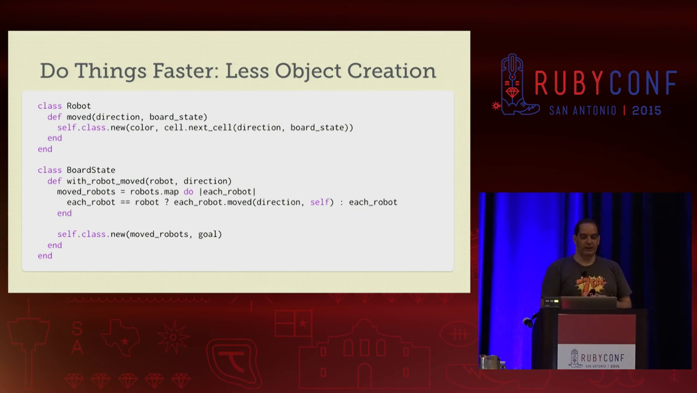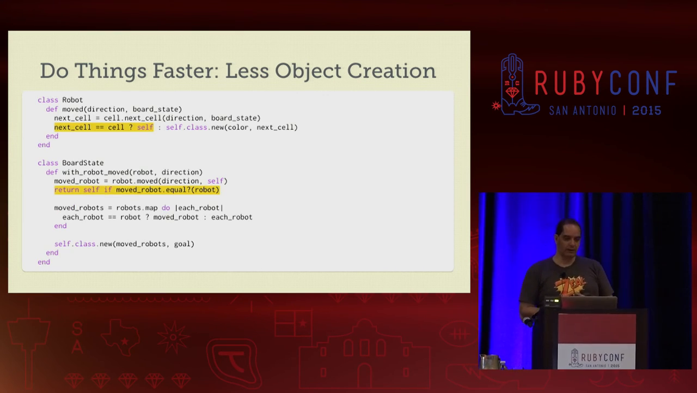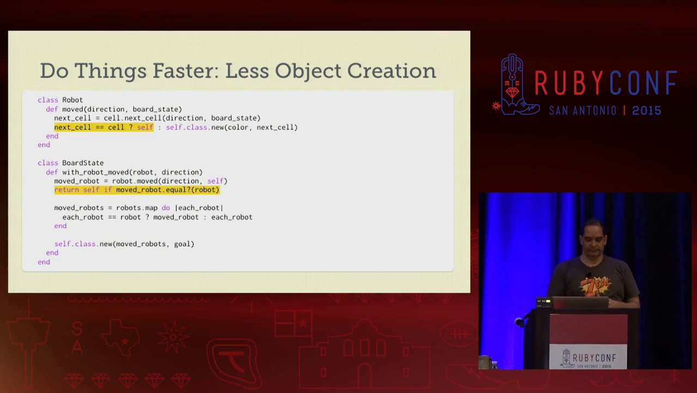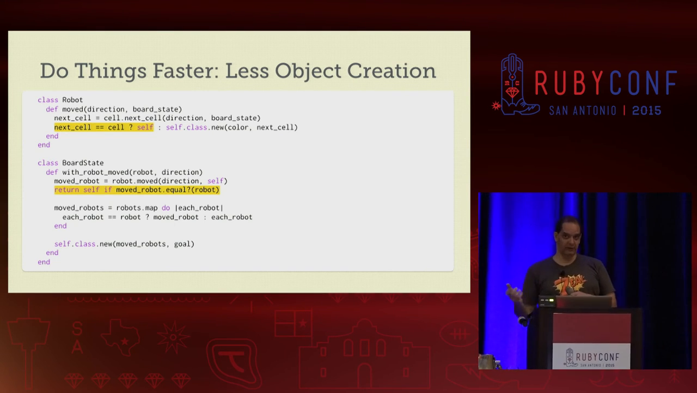And so what was happening is sometimes asking for the robot to move in a direction, it might be right up against a wall already, and I'd get back a copy of the robot in the same position it was already in. And I figured out I don't really need to be creating those new robot objects all the time. So what I do now is I figure out what's the next cell the robot's going to be in, and if it's the same cell it's already in, then just return self. Otherwise, make the new robot.